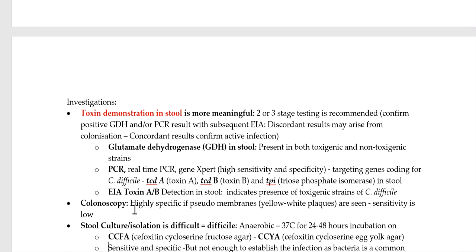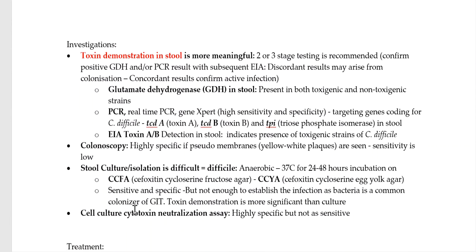Now, coming to the investigation portion. Toxin demonstration in stool is more meaningful, and here 2 or 3 stage testing is recommended. You have to do either glutamate dehydrogenase assay in stool or PCR for gene detection. Either you do one or both of them. You have to confirm their result with subsequent enzyme immunoassay for toxin A or B detection in stool. If both the results are concordant, then it confirms the active infection. But if discordant results are there, that means if earlier ones are positive but the EIA is negative, then it may indicate colonization.